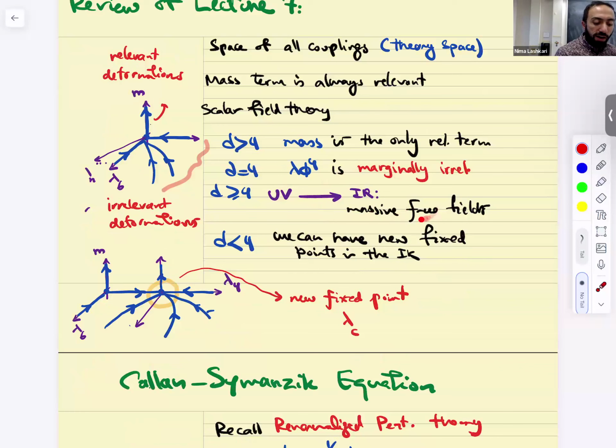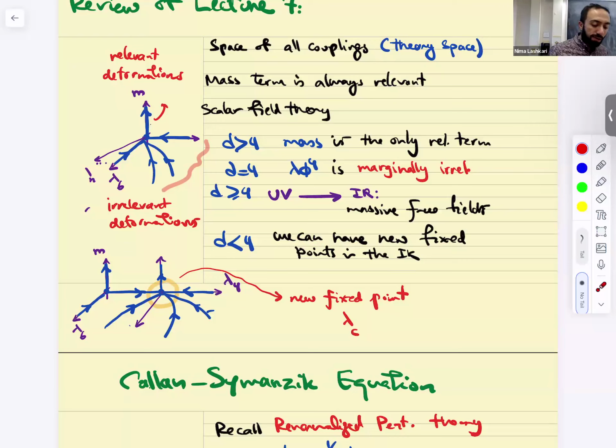So as you flow towards the IR, all you've got is massive free fields. When d is less than 4, we have new fixed points in the IR, right? We discussed this in epsilon expansion, d minus epsilon dimensions.